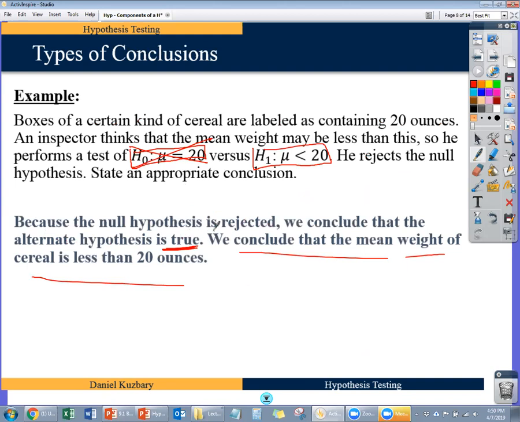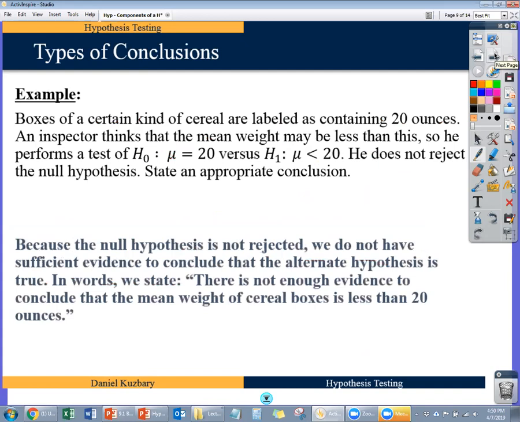So notice this first sentence has statistical language, and it's good and helpful. This second sentence does not have any statistical language. It interprets your conclusion in the context, which is also helpful. Okay, let's look at a different result of the same situation.